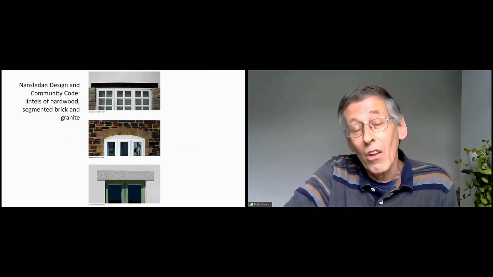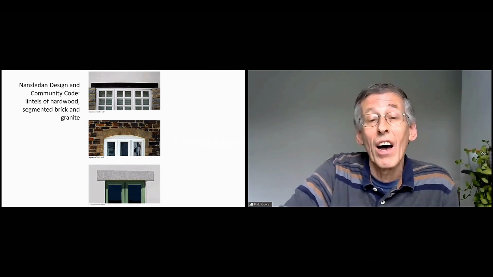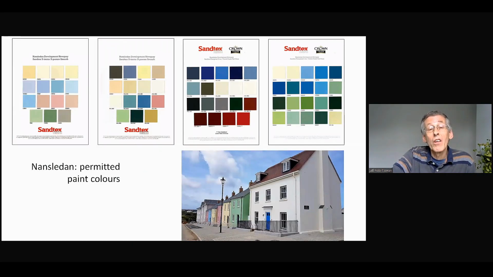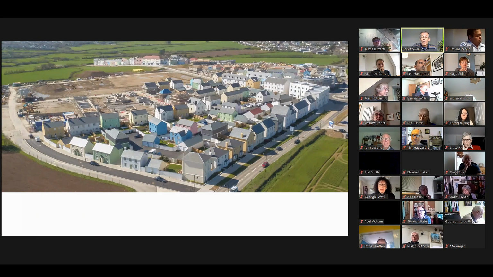Coding things like lintels. So they look at the local vernacular, local ways of building, and say, right, lintels should be in one of these particular kinds. Again, as we've heard before, we need to decide, is this important? What's really important? Why are we insisting on it? Here are the permitted paint colours in Nansledan, trying to make it fit into the local vernacular. And here's the result. And in a way, all the details are coded, but some of the big things maybe can't be coded because the development's being sold on the housing market and delivered by volume house builders. So we have to decide what's important.